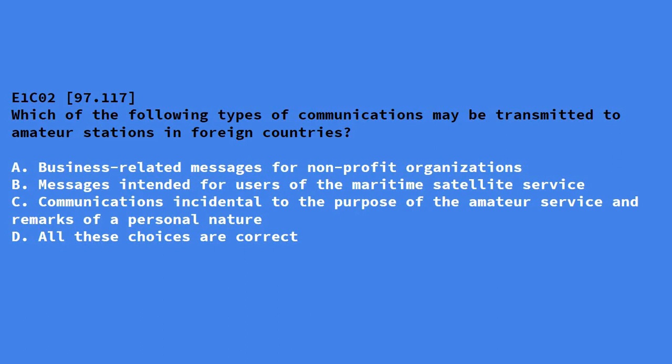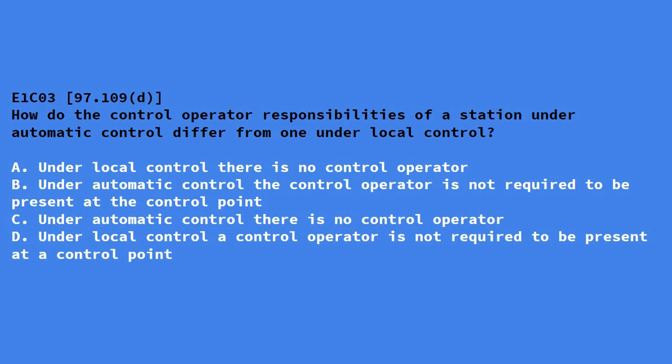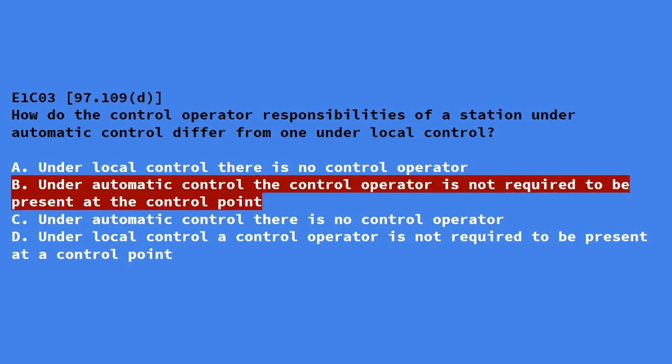E1C02, which of the following types of communications may be transmitted to amateur stations in foreign countries? Answer is communications incidental to the purpose of the amateur service and remarks of a personal nature. E1C03, how do the control operator responsibilities of a station under automatic control differ from one under local control? The answer here is under automatic control, the control operator is not required to be present at the control point.